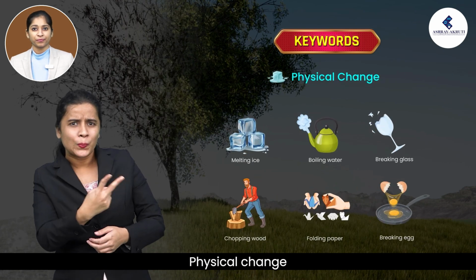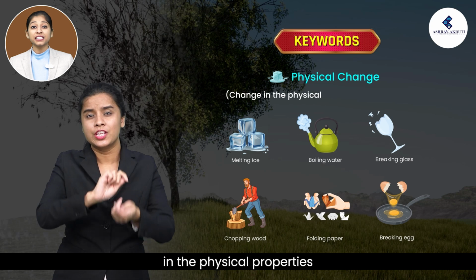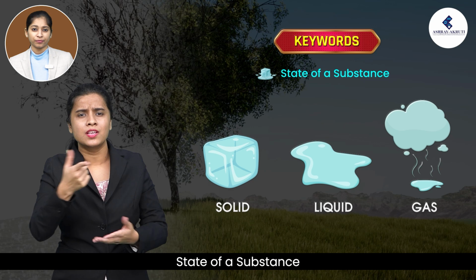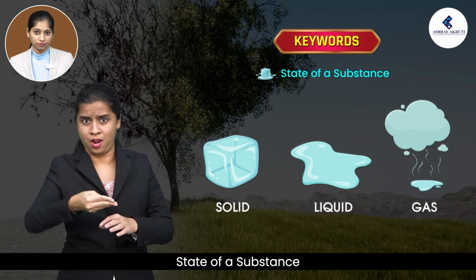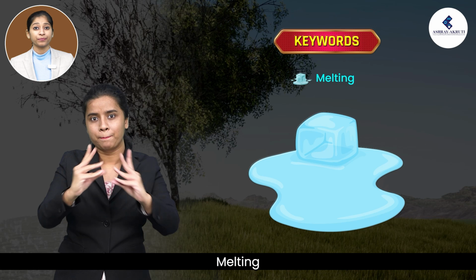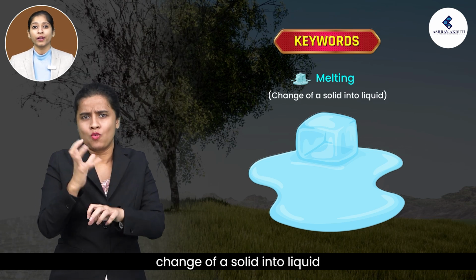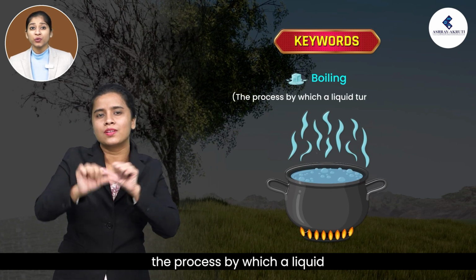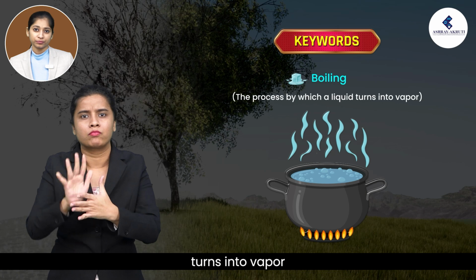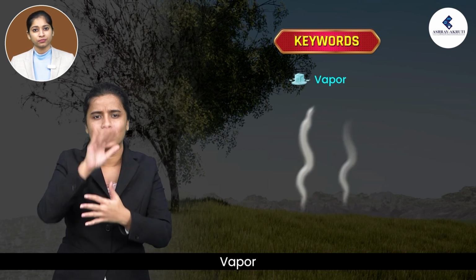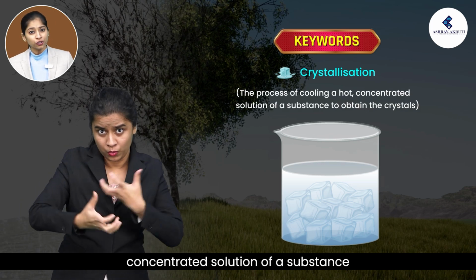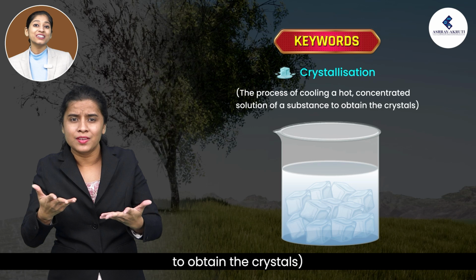Keywords. Physical change: change in the physical properties of a substance. State of a substance. Melting: change of a solid into liquid. Boiling: the process by which a liquid turns into vapor. Vapor. Crystallization: the process of cooling a hot, concentrated solution of a substance to obtain the crystals.